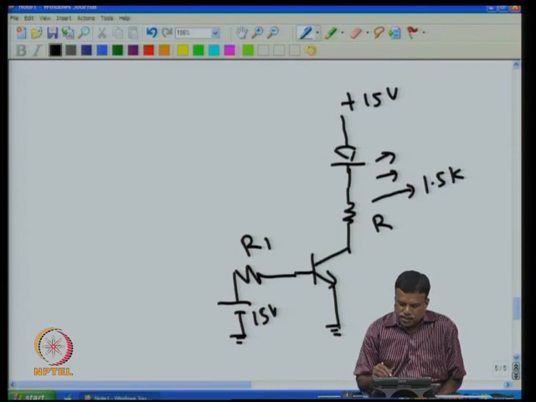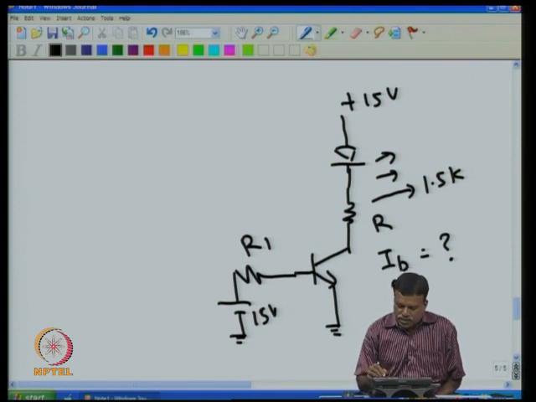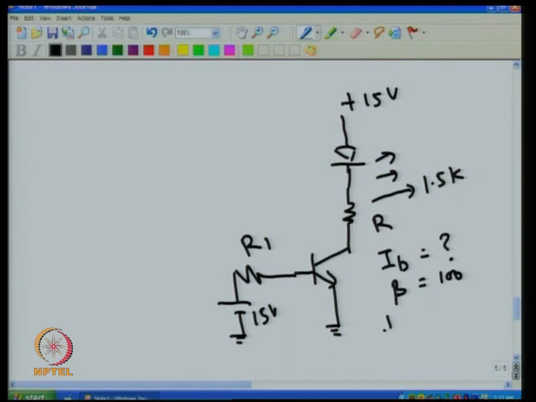If 10 milliampere current has to go through the collector circuit, we know the base needs some current. The base current IB, how much is it? What is the base current we have to find out. Now to know the base current, I should know the beta of this transistor. Assume the beta of the transistor is 100. So IC, the collector current, is 10 milliamps.